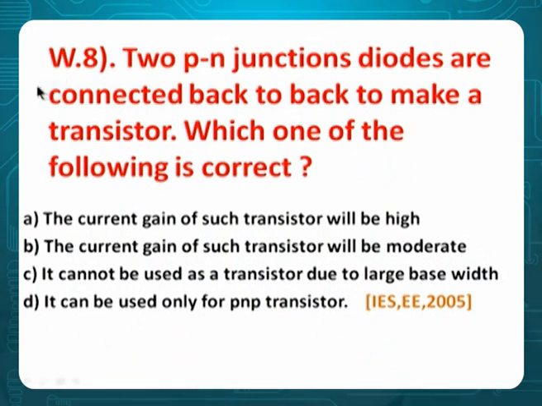Problem number 8. Two PN junction diodes are connected back to back to make a transistor. Which one of the following is correct? Current gain of a transistor will be high. Current gain of a transistor will be moderate. It cannot be used as a transistor due to large base width. It can be used only for PNP transistor.